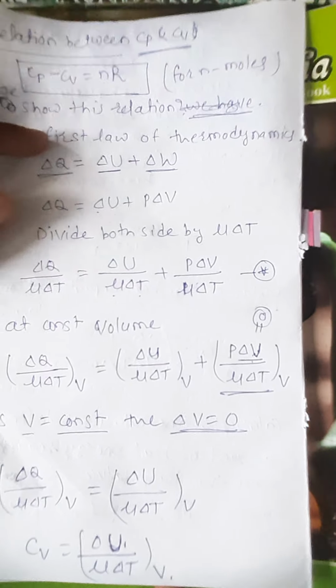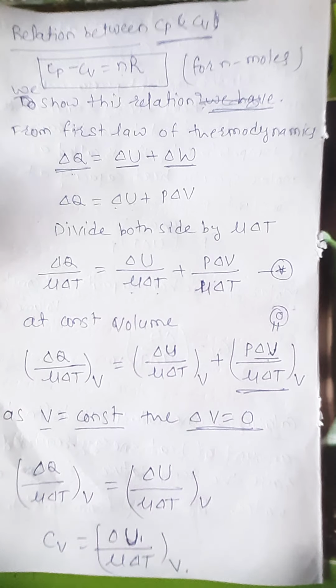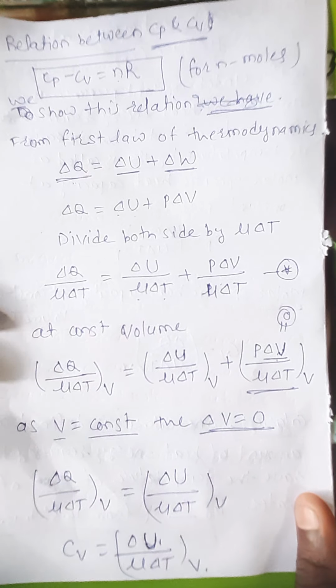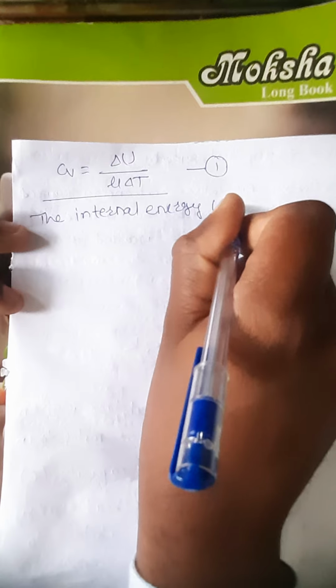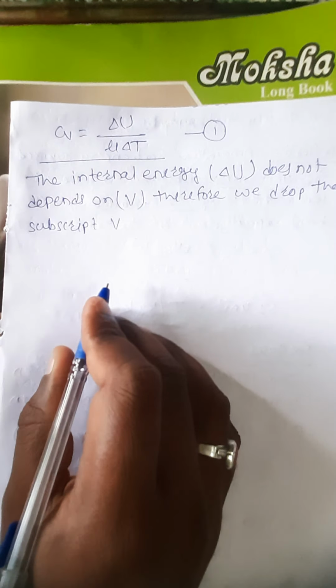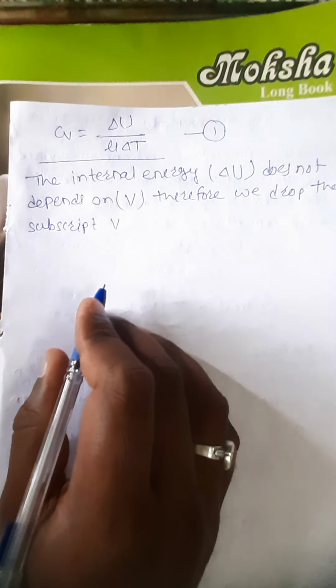Why do we remove the V? Because the internal energy delta U does not depend upon volume, therefore we drop the subscript V. Write down the reason: the internal energy delta U does not depend on volume, therefore we drop the subscript V.